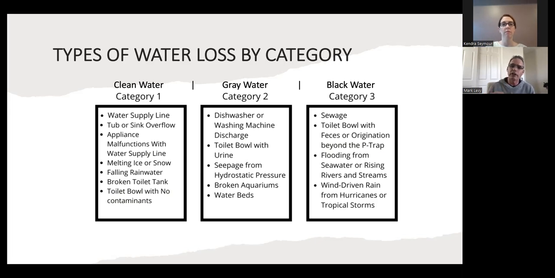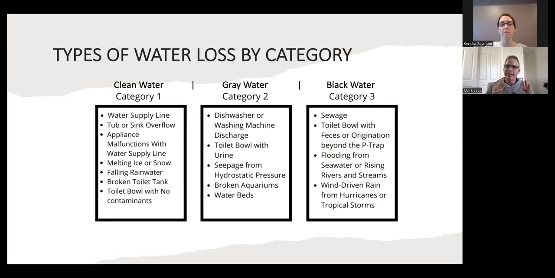But I would argue that there's really no such thing as clean water, because at the end of the day, once it hits the substrate, it becomes dirty and would migrate into what we call category 2, which would be gray water. Gray water is defined as significantly contaminated water, and that could be coming from a dishwasher or washing machine discharge, or different types of toilet overflows, things of that nature.